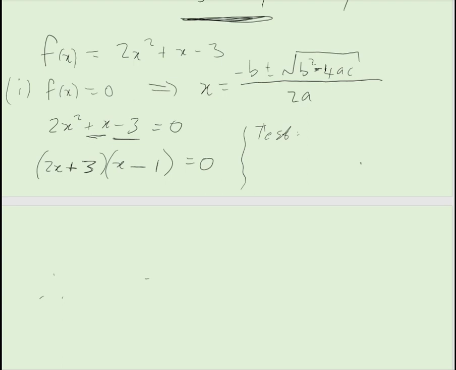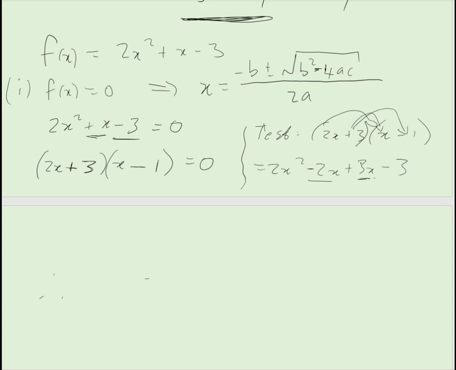If we expand 2x plus 3 times x minus 1, what do we get? 2x times x is 2x squared. 2x times negative 1 is negative 2x. 3 times x is positive 3x. Positive 3 times negative 1 is negative 3. And if you look here, negative 2x plus positive 3x gives us positive x. So this is correct. So we've expanded it correctly.